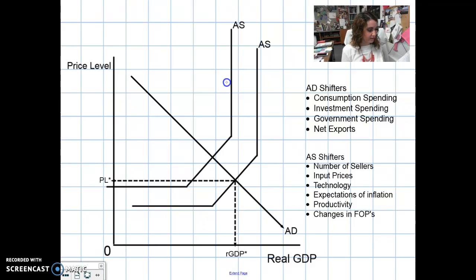Number 2, OPEC successfully increases oil prices. Well, we just did an oil example. If OPEC increases oil prices, you can't make as much because oil is a resource, it's an input. And if oil is more expensive, you can't produce as much. So aggregate supply is going to shift even further left to curve A. On number 3, labor productivity increases. Well, it looks like productivity is a shifter of aggregate supply.